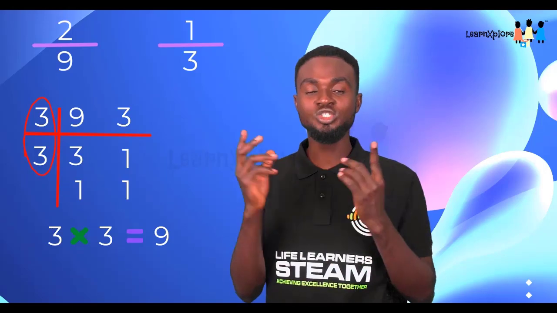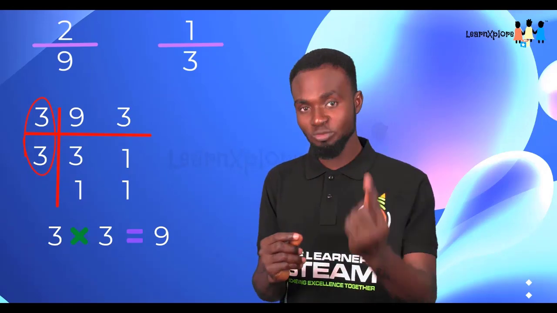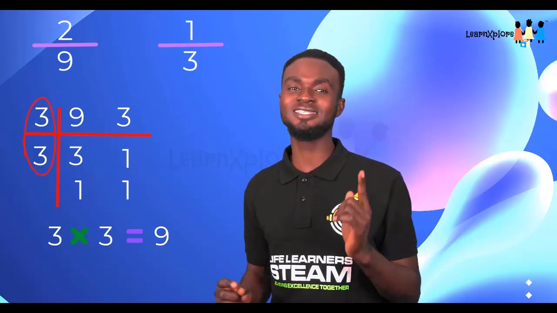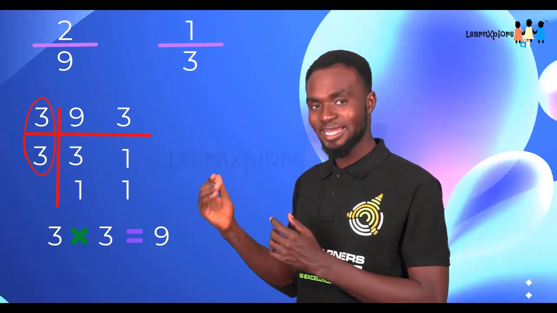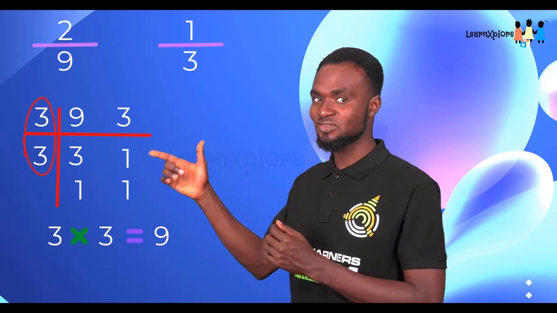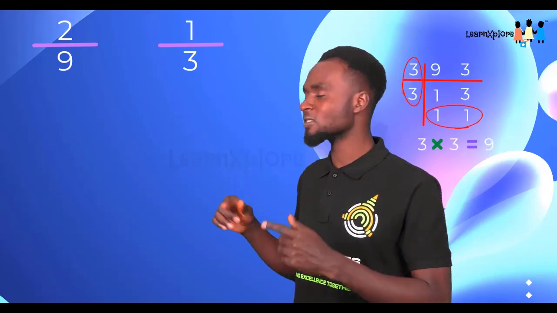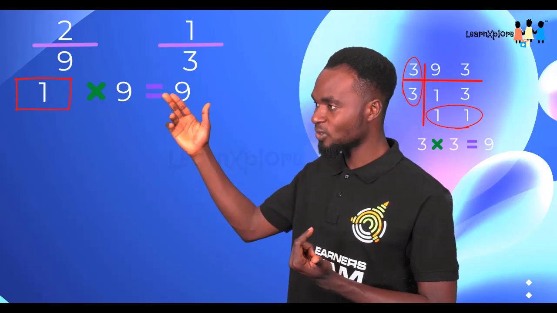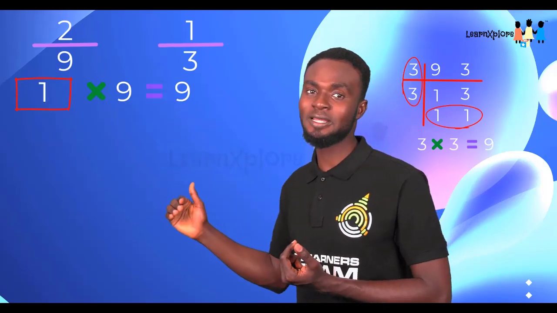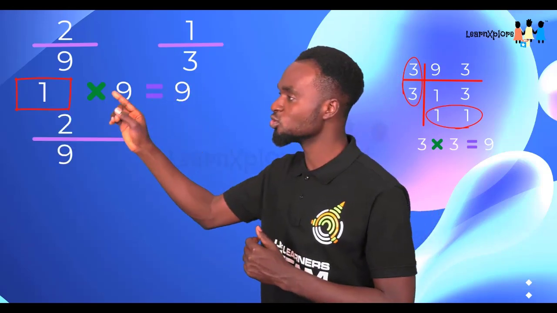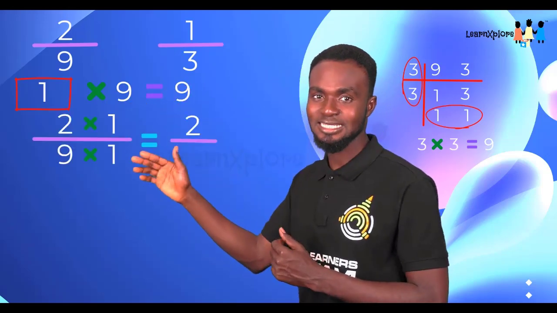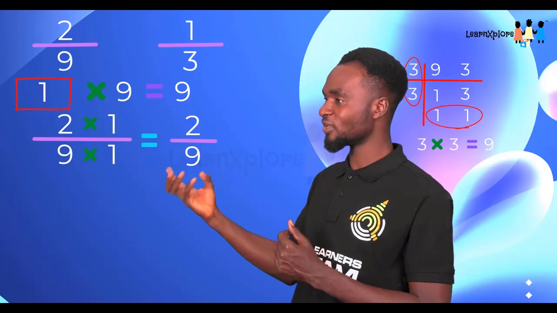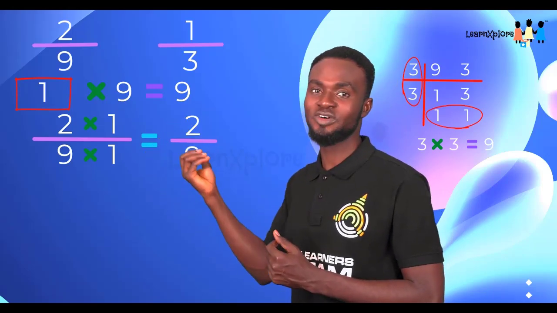Now we want to change these two fractions to equivalent fractions. And like we said, we multiply the numerator and the denominator by the same number. In order to have 9 as a common denominator at this first fraction, what number will you multiply 9 by that will still give you 9? That is 1. That means the numerator and the denominator will be multiplied by 1. So we have 2 times 1 is 2 and 9 times 1 is still 9. So for the first fraction, we have 2/9.